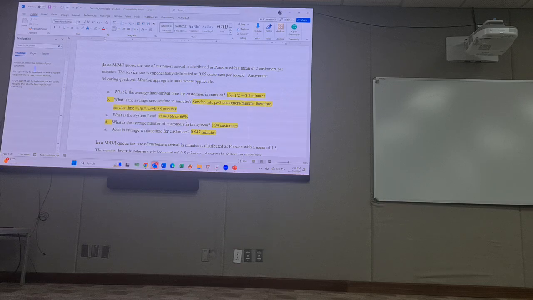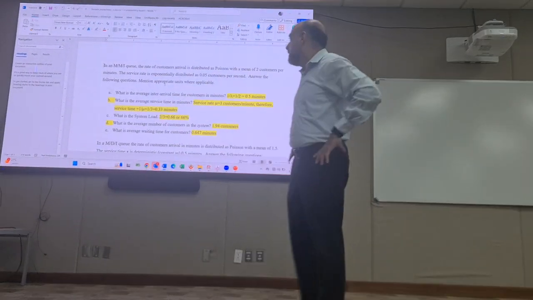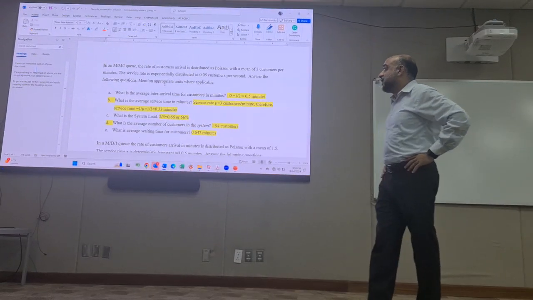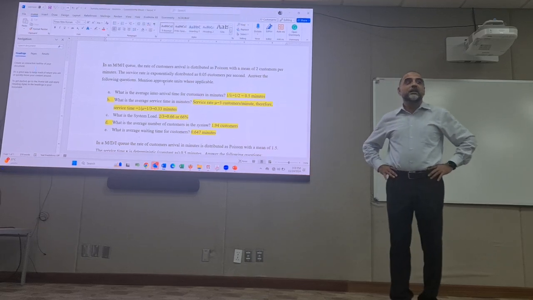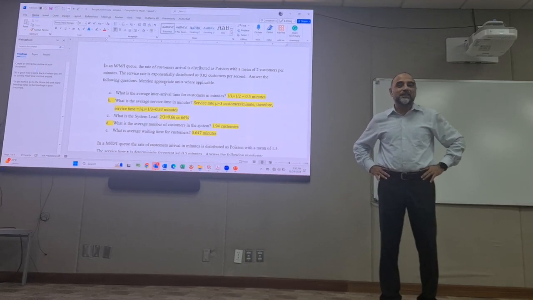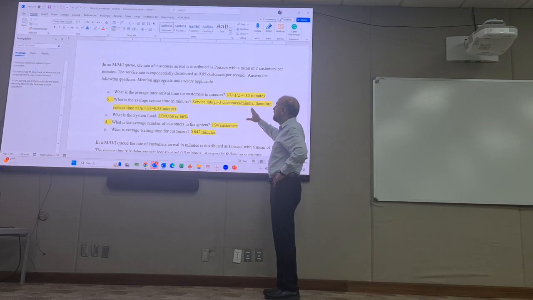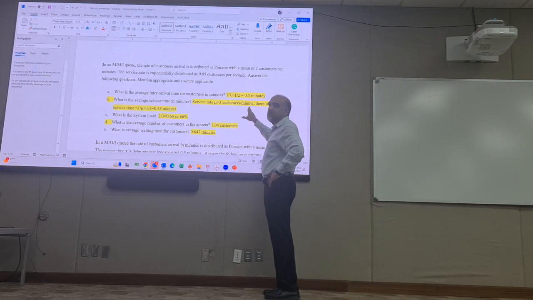So if lambda is given to you, and they're asking for time, it's 1 over lambda, which is 1 over 2, which is 0.5 minutes. Very easy, right? Straightforward. What is the average service time in minutes? We are making your life easy by explicitly asking you to give that in minutes, okay?